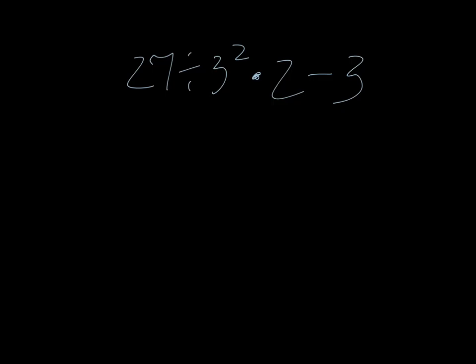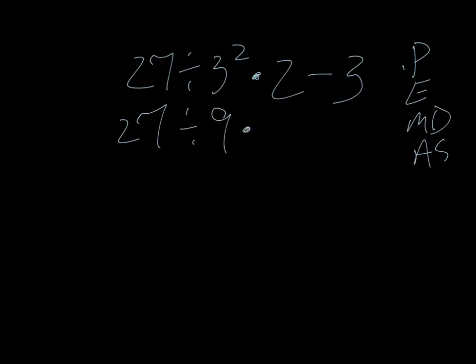Okay, so we're going to go ahead and apply what we just learned, and let me write this up here: PEMDAS, or please excuse my dear Aunt Sally. Okay, so we're going to do 27 divided by 3 squared times 2 minus 3. Again, we don't have any parentheses here. We do have an exponent, so we're going to go ahead and do the exponent. That's going to give us 27 divided by, and then 3 squared, that's going to be 9, times 2 minus 3. So next we do multiply and divide, and you're just going to do these left to right.